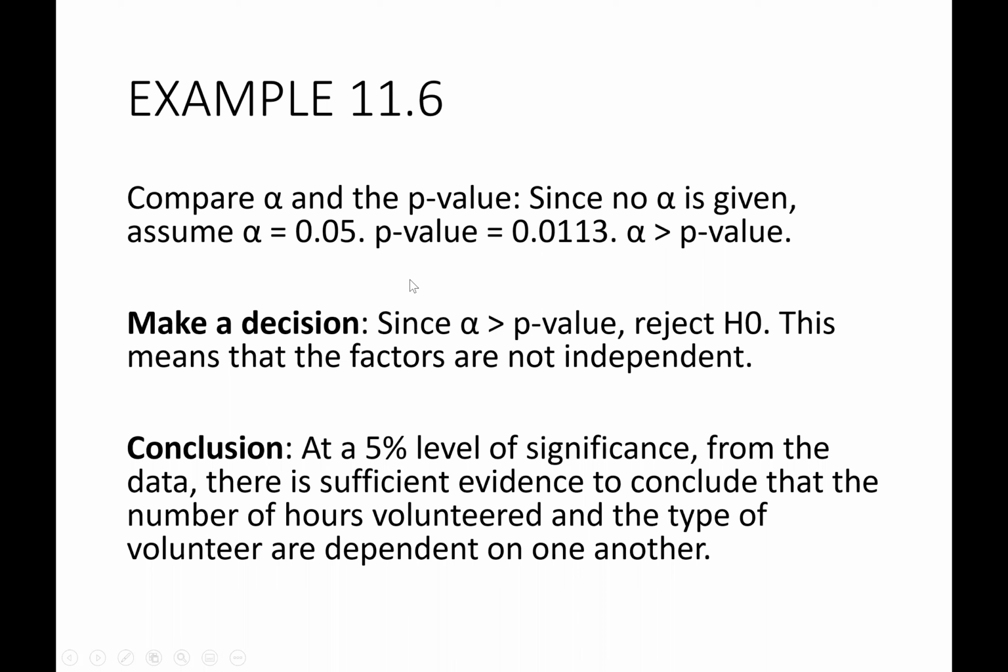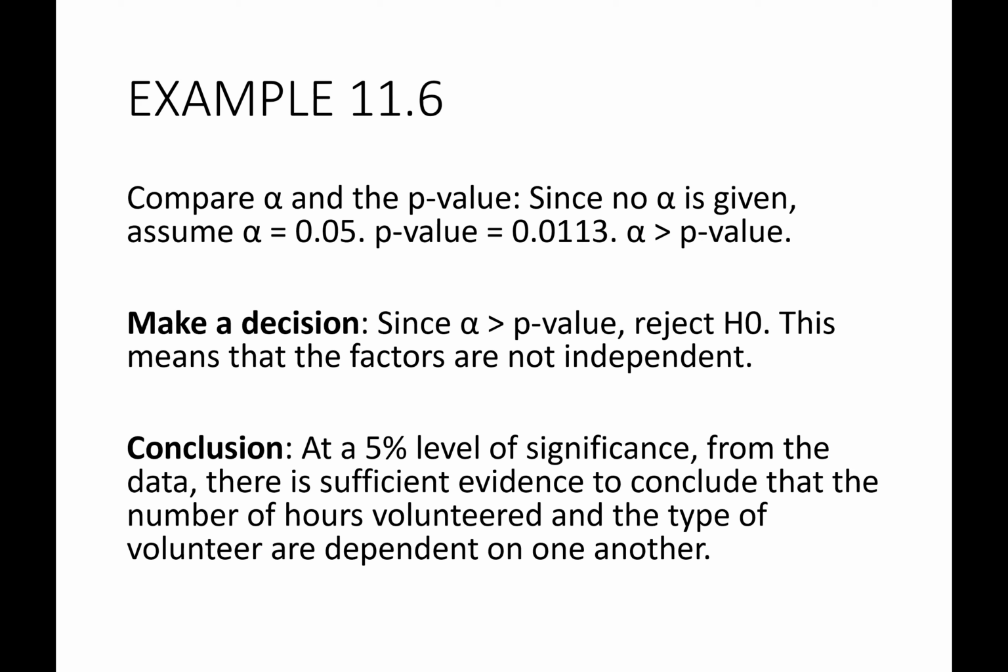Okay, so we got a p-value of 0.0113. And you might have noticed, or maybe you didn't, that this particular problem did not specify a specific alpha value. So since no alpha was given, we always assume 0.05. So the alpha is larger than the p-value, the p is smaller, p is low. So since the p-value is lower than the alpha, the p is low, the null must go. So we are going to reject the null hypothesis.